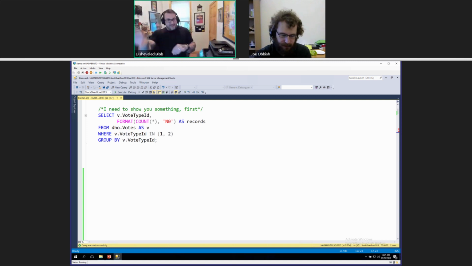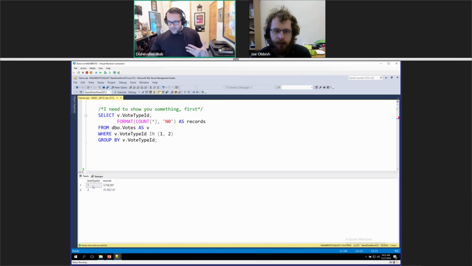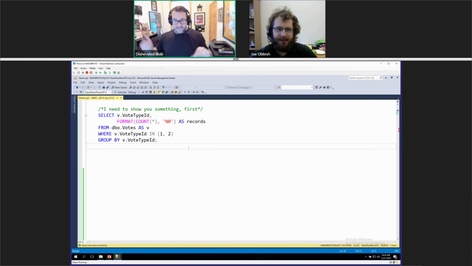So before I get into my demo, I need to show you something about the votes table in the Stack Overflow database. For vote type ID, the only two vote type IDs I care about right now are 1 and 2. I don't care what they mean. I just want to show you the numbers involved here. Vote type ID 1 has 3.7 million entries in the table. Vote type ID 2 has 37 million entries in the table. That's how many times people have cast that vote in the Stack Overflow database.